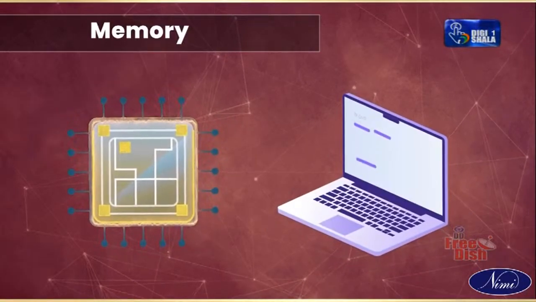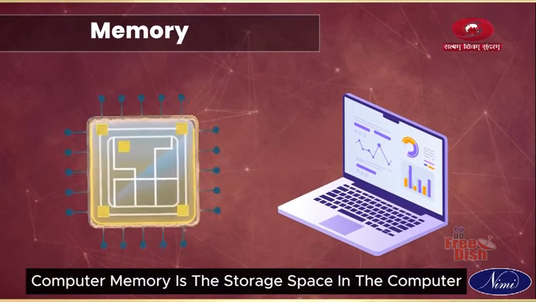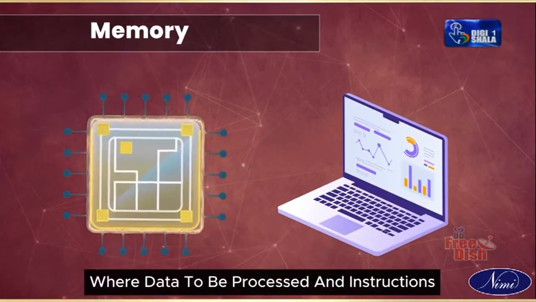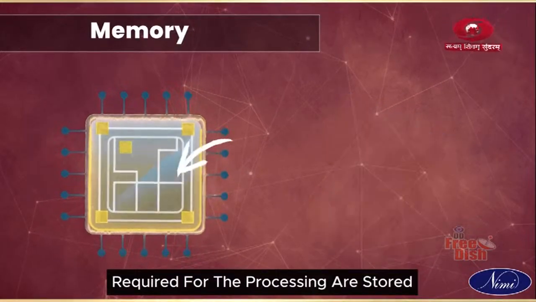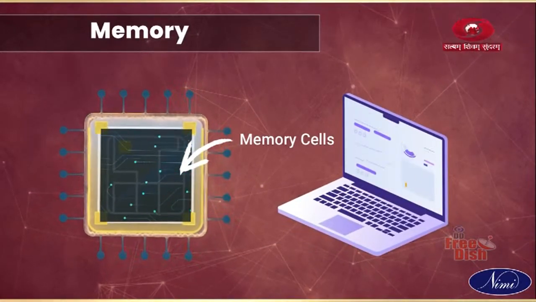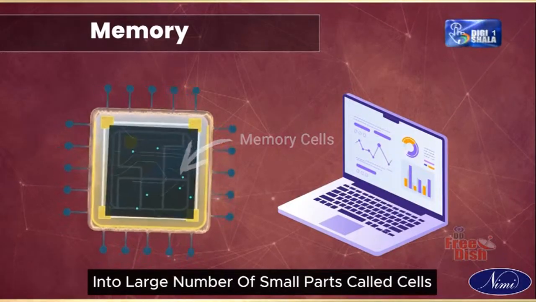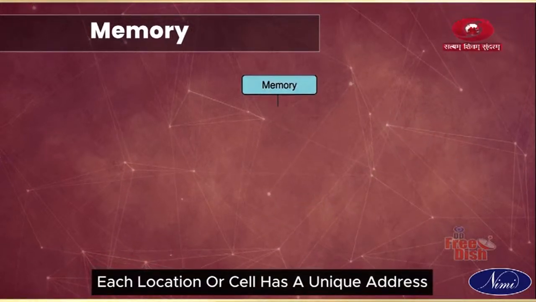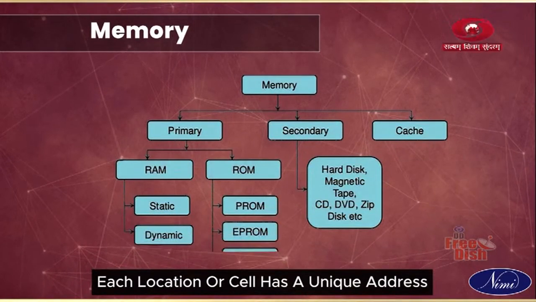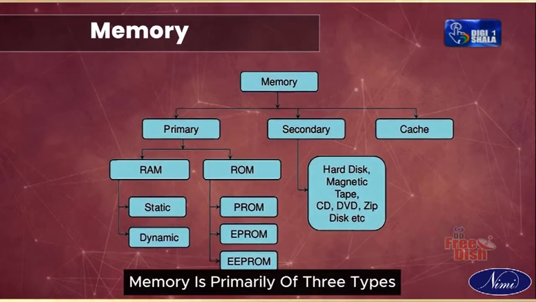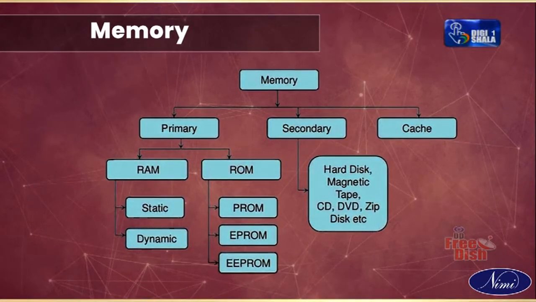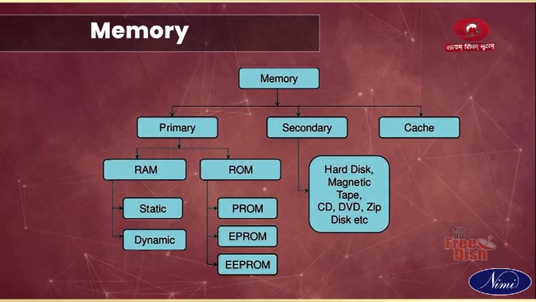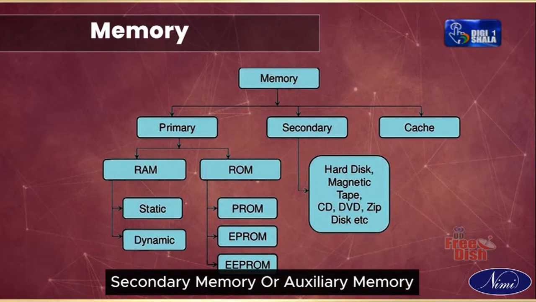Memory. Computer memory is the storage space in the computer where data to be processed and instructions required for the processing are stored. The memory is divided into large number of small parts called cells. Each location or cell has a unique address. Memory is primarily of 3 types: cache memory, primary memory or main memory, secondary memory or auxiliary memory.